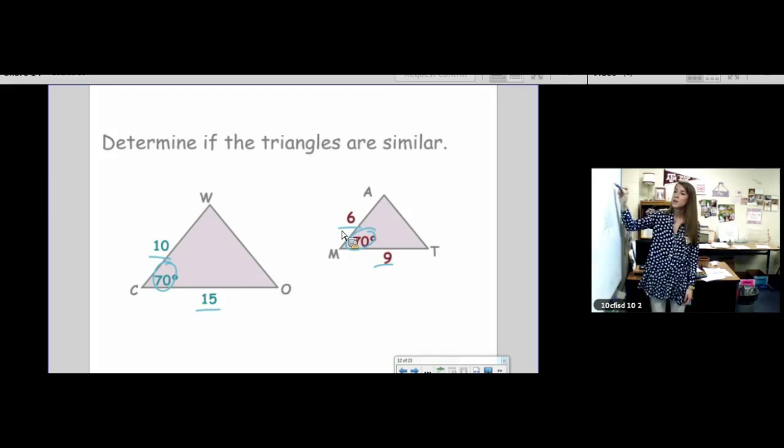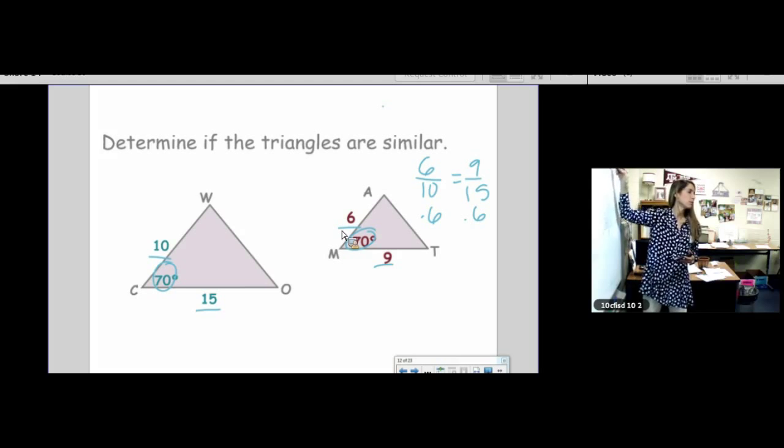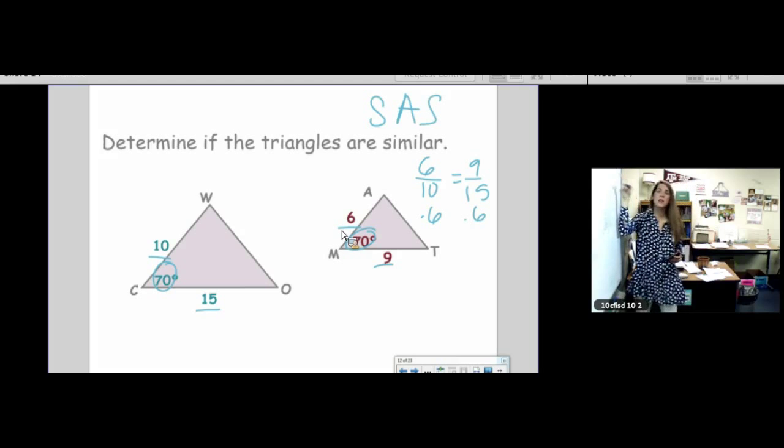So let's check. 6 is to 10 as 9 is to 15. Go divide those in your calculator. Do 6 divided by 10. Do 9 divided by 15. See if you get the same answer both times. You can either cross multiply or you can just divide them both. What do you get both times? 0.6 and 0.6. So are these 2 triangles similar? What are they similar by? If you don't put the squiggly, you get it wrong.